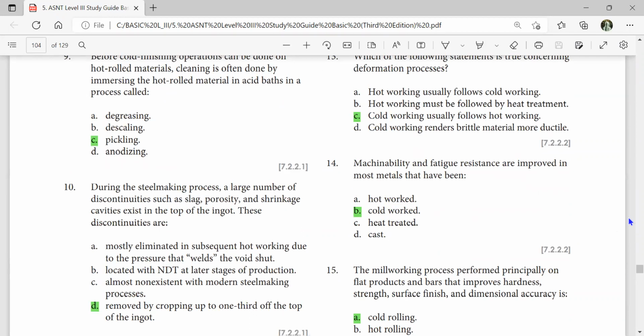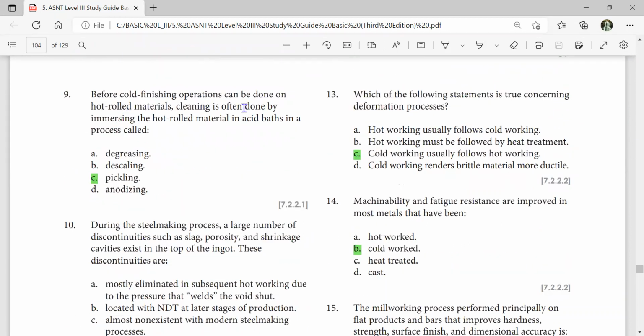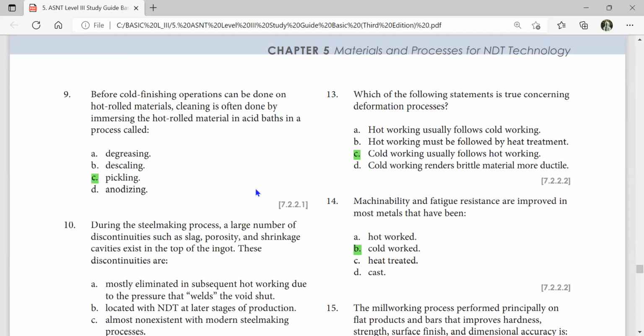Before cold finishing operations can be done on hot rolled materials, cleaning is often done by immersing the hot rolled material in acid baths in a process called pickling. So before doing cold rolling, they pickle it. The oxidized chips from hot rolling stick to the hot rolled material, so by pickling they are removed, and then you have a nice surface to cold roll. Then you can have the perfect surface.